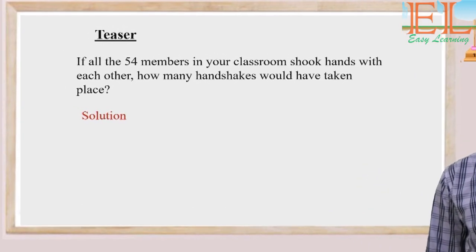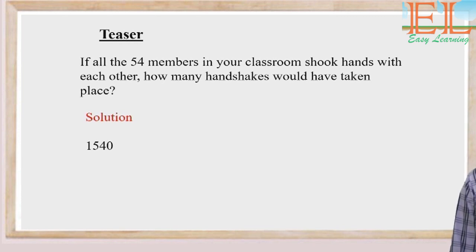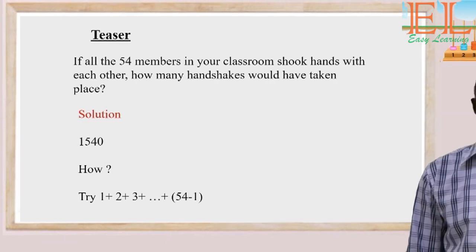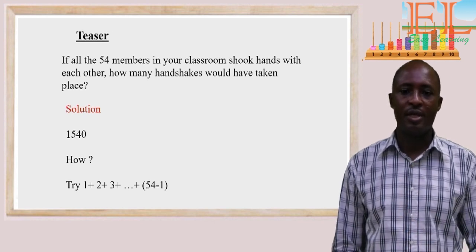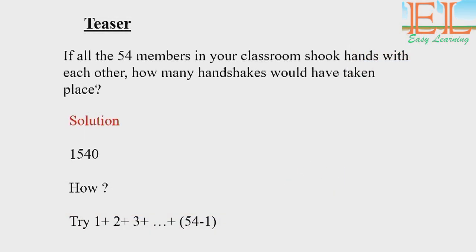I got 1,540 handshakes. How did I get that? You can try this method: 1 plus 2 plus 3 up to 54 minus 1. And that will give you the answer. I know what you can use, and you know it.